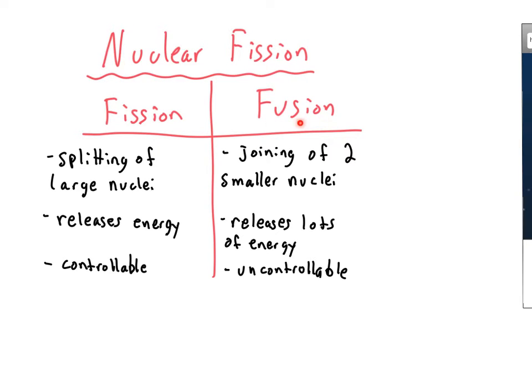Fusion, on the other hand, is going to be the joining of two smaller nuclei. This is going to release, instead of just energy, lots of energy, so it's a lot more energetic than fission, but it is uncontrollable as far as our current technology goes. So this is the type of reaction that happens on the sun. We can't control that reaction, and so we do not have control to do that reaction in nuclear power plants.